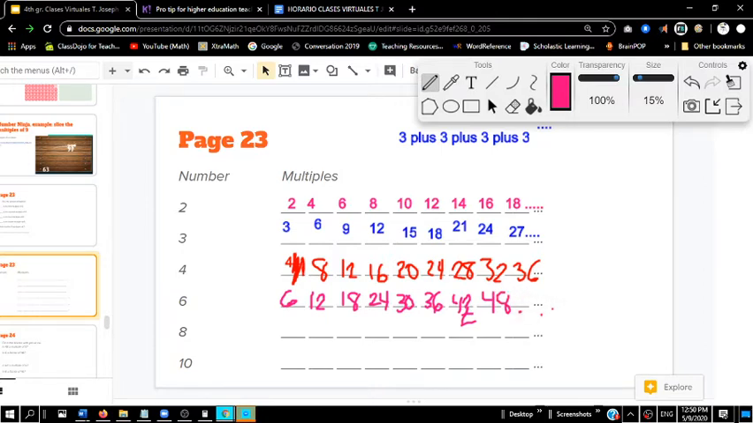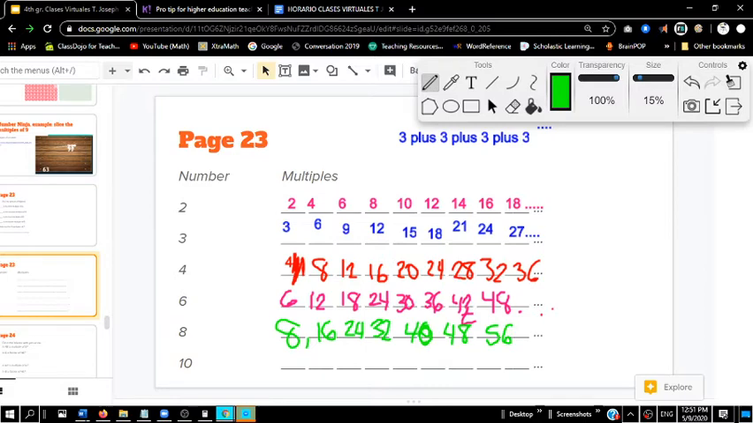Okay, multiples of 8. Let's find out. 8, 16, 24, 32, 40. That's a 0. 48, 56. I added one extra blank on each one of those. So there you go. Oops, that was supposed to be 56. I gotta erase that. There we go, 56.